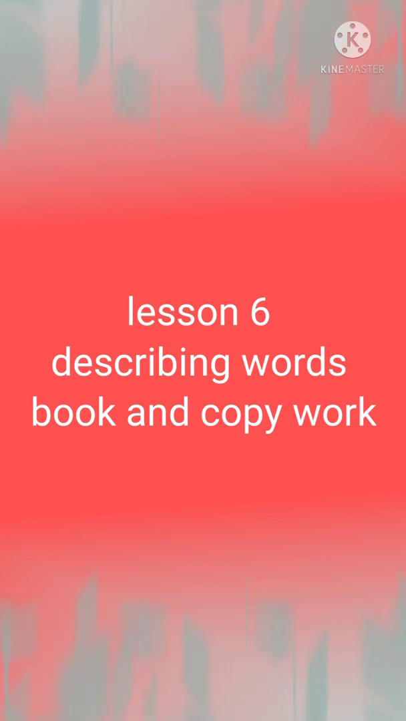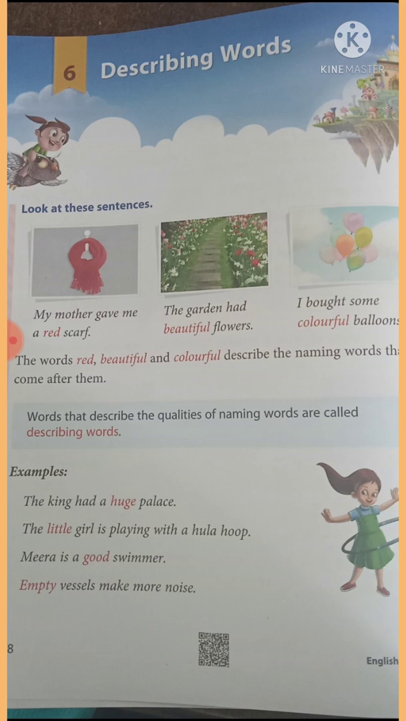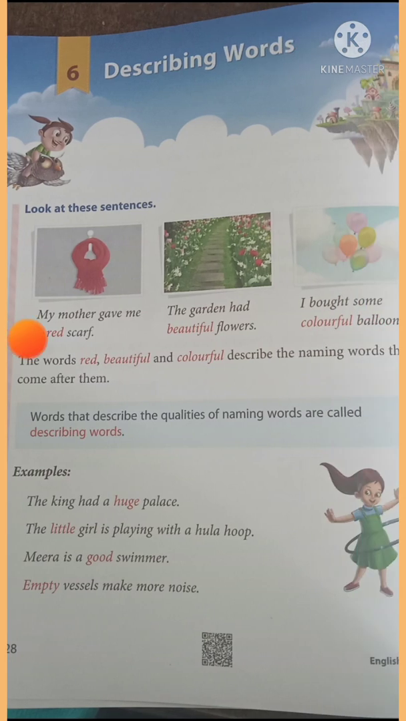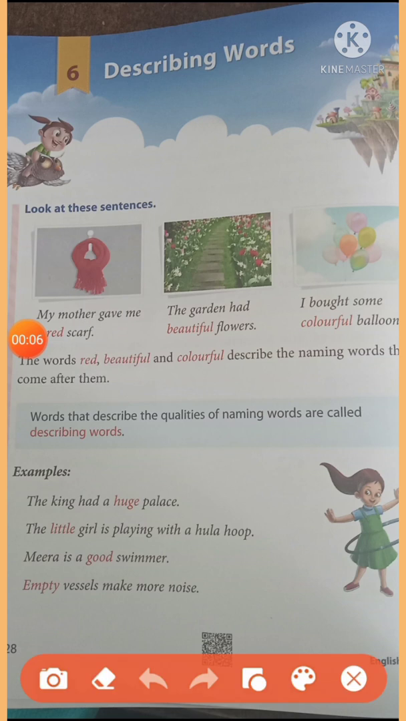First I am going to proceed with the book work. On page number 28, you see the title is given: describing word. Describing word, in another way, you say it is an adjective. Downside you see 3 pictures I have given there. First picture: my mother gave me a red scarf. What is the color of the scarf? It is red. Second picture: the garden had a beautiful flower.